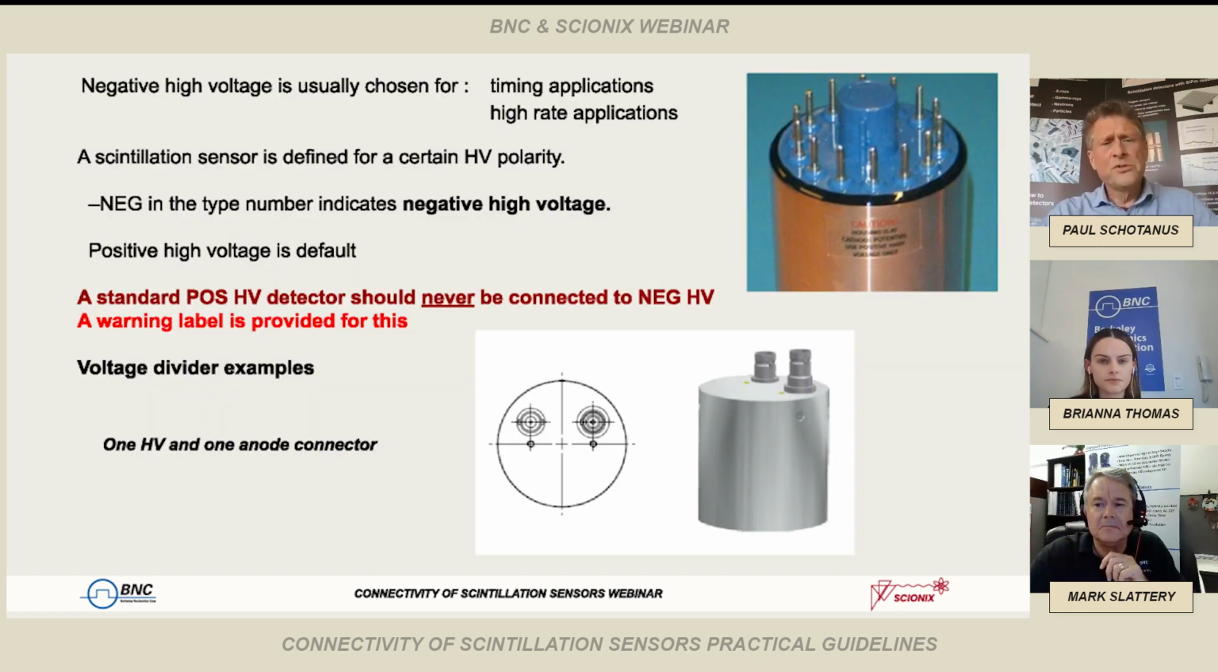So negative high voltage is usually chosen for applications where you want to do timing, because the capacitor gives you an extra pulse in the signal. For example, for high rate applications where it makes sense to have a very clean unipolar signal.